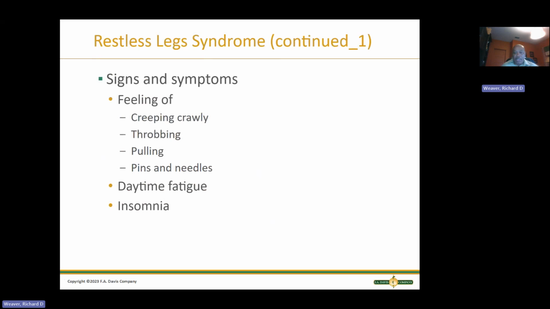Men and women are affected of all ages by this condition. The incidence in women is twice that of men, of course. People often fail to report these symptoms to the healthcare provider because they don't feel like their concerns will be addressed.